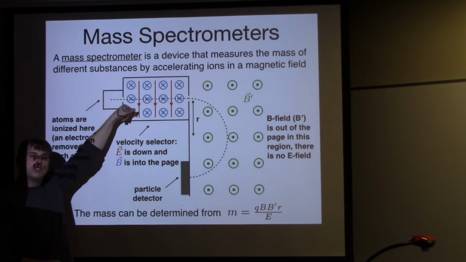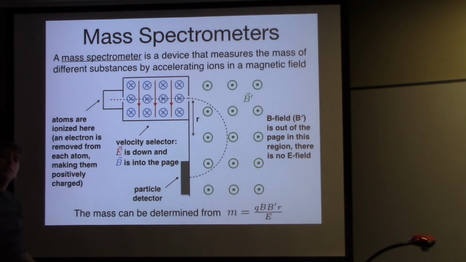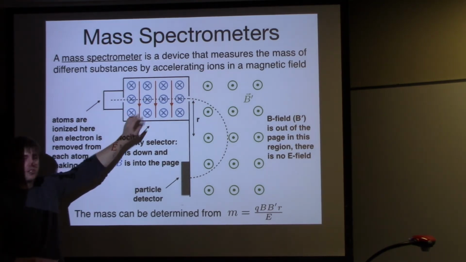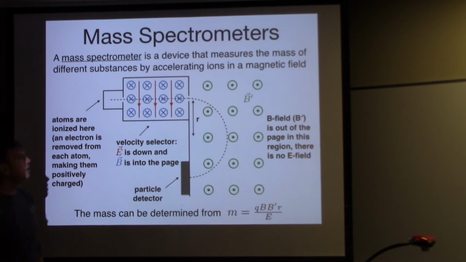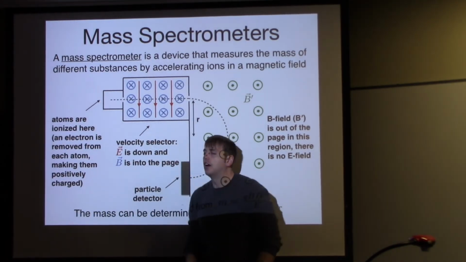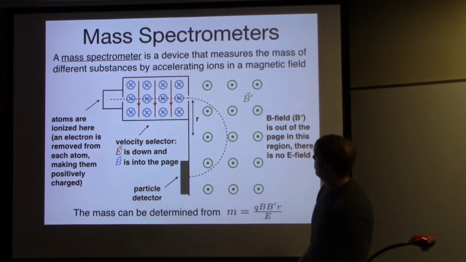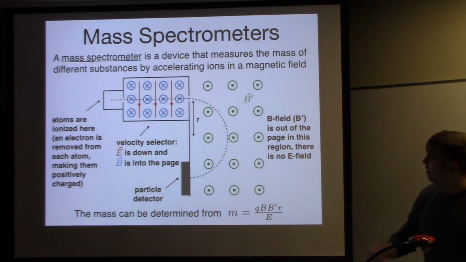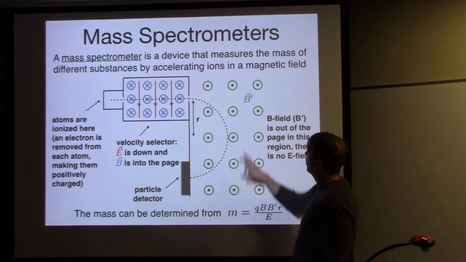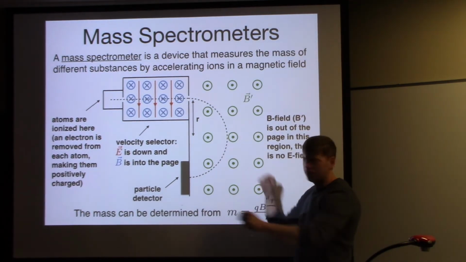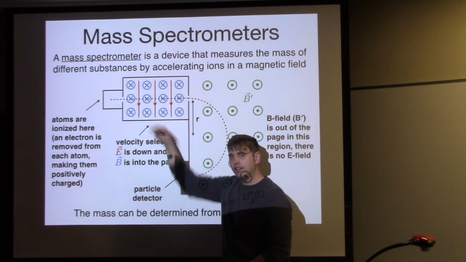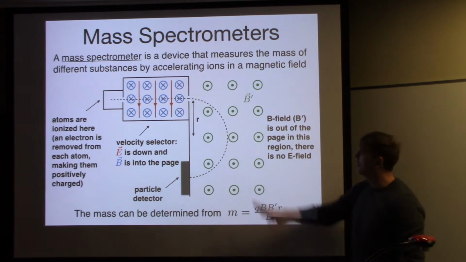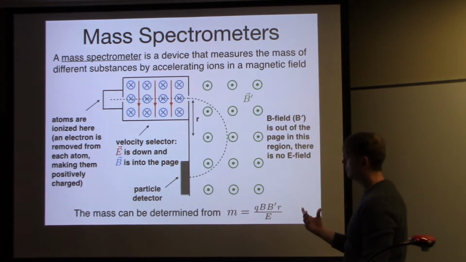So remember how this works. We have an E field going down and a B field going into the page, basically an E and a B field at right angles in this region here. Then the particles come out of the velocity selector, and now there's no more electric field. We're only in a region with just a magnetic field, and we're going to call that B prime. Let's keep those two things straight. B is the magnetic field in the velocity selector, and B prime is the magnetic field out here after things leave the velocity selector.